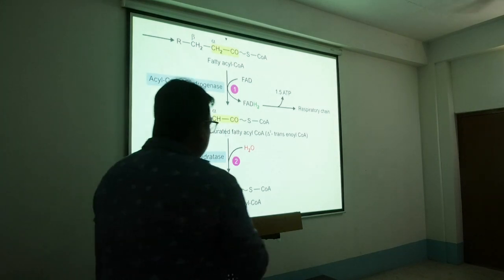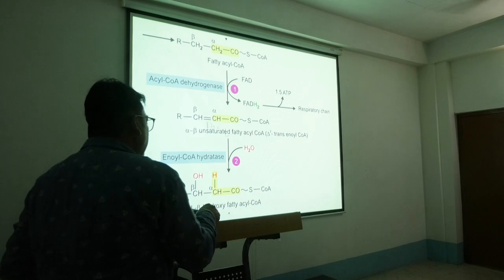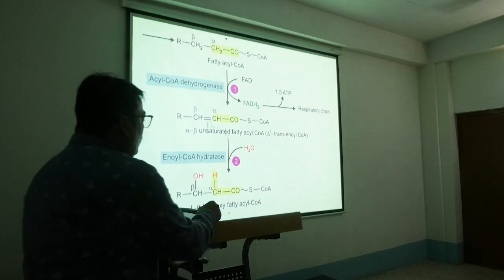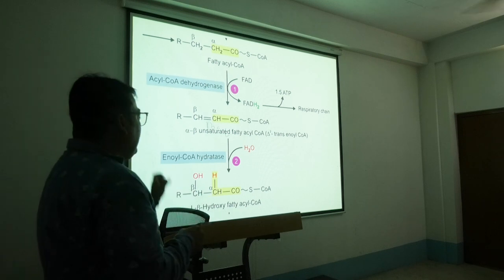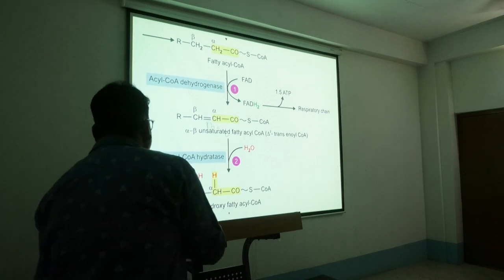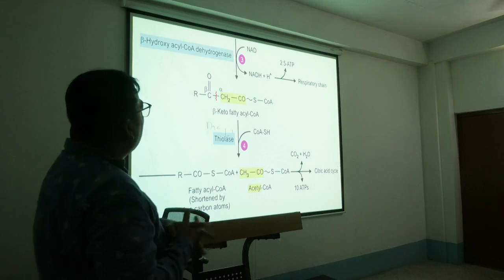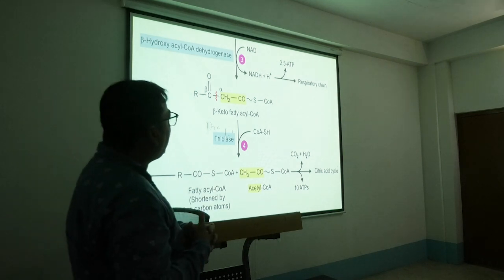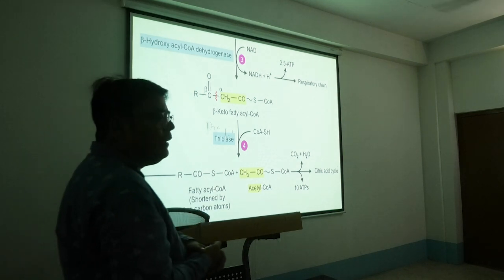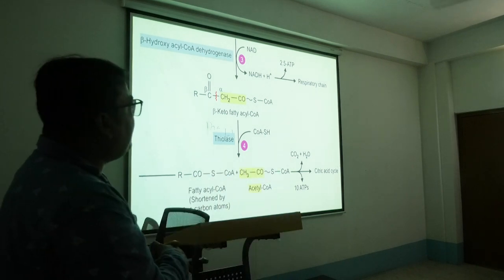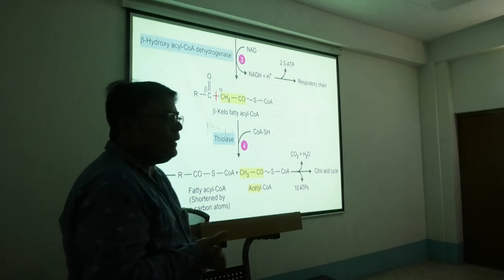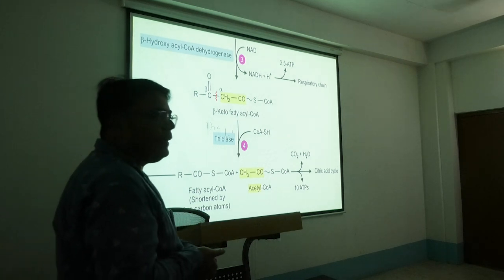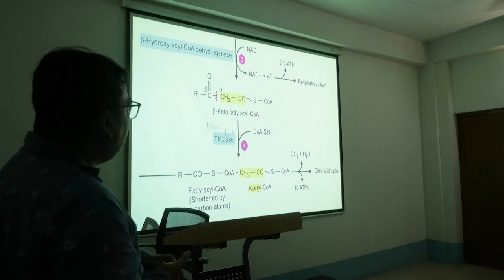Okay, so there is L beta hydroxy fatty acyl CoA, meaning there is the attachment of a water molecule by the enzyme enoyl CoA hydratase. Now the beta hydroxy acyl CoA dehydrogenase enzyme acts, again with NAD, and forms beta keto fatty acyl CoA. Beta keto fatty acyl CoA.